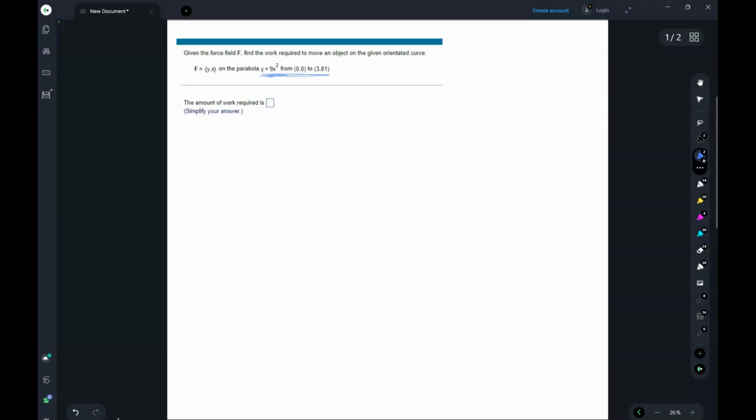So the easiest thing we can do is let x equal t. And if x is t, then we replace x right there with t. That's going to give us y is 9t squared. And our x values go from 0 to 3, and x is equal to t, so we also know that t goes from 0 to 3.